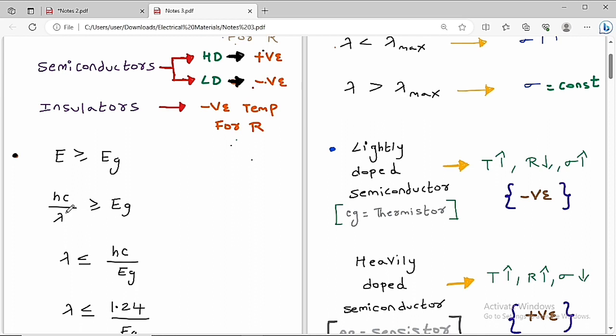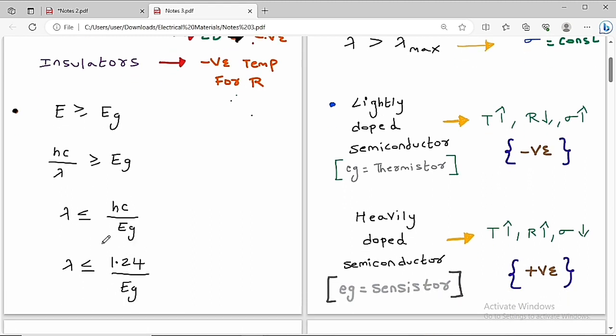So if you simplify this equation, what are we going to get? Lambda less than or equal to hc by Eg, where h is Planck's constant, c is the speed of light, Eg is the forbidden gap energy, and lambda is the wavelength of the electromagnetic radiation. If you know Planck's constant and the speed of light, substitute those values and simplify, we are going to get 1.24. So lambda is less than or equal to 1.24 by Eg.